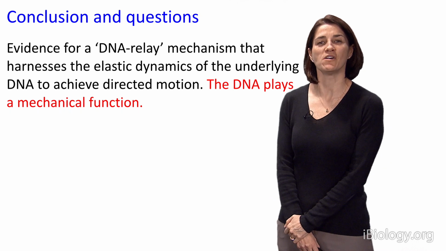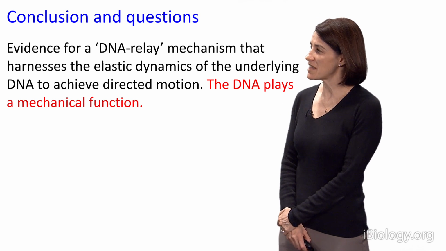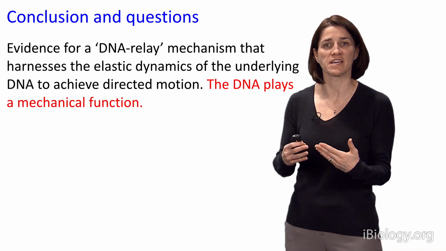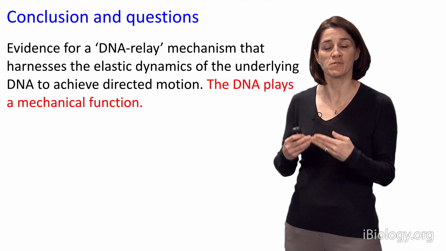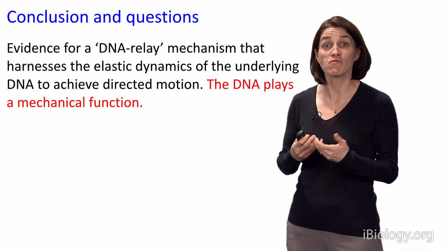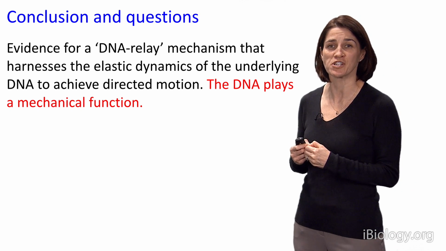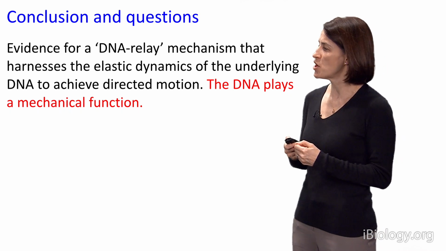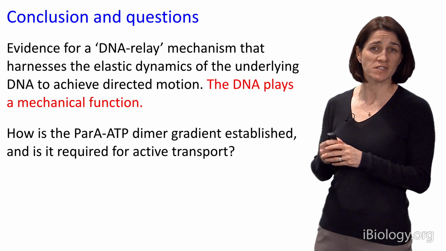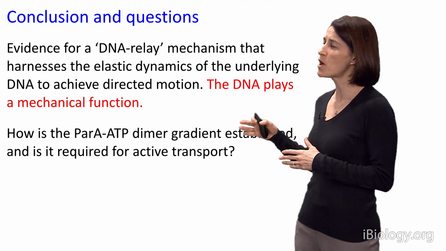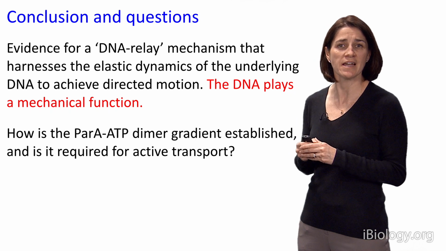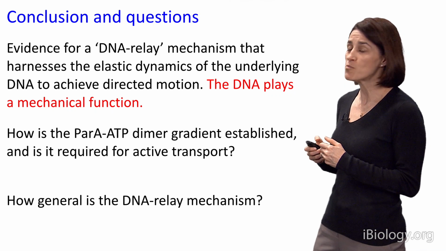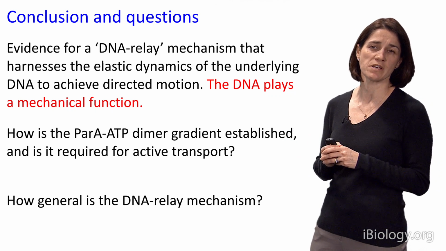So in conclusion, the data suggests that the cell is using a DNA relay mechanism in which the cells are harnessing the elastic dynamics of the DNA to achieve directed motion. So in other words, the chromosome is playing a mechanical function. So of course now we have a million questions to address, too many to list, but some of the first questions that we're interested in addressing are how is the ParA-ATP dimer gradient achieved, and is it really important for achieving this directed motion? Another important question is how general is this DNA relay mechanism?